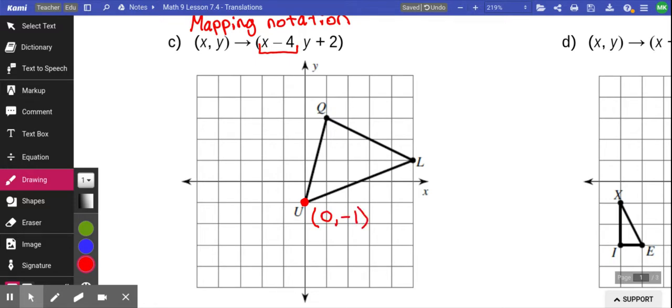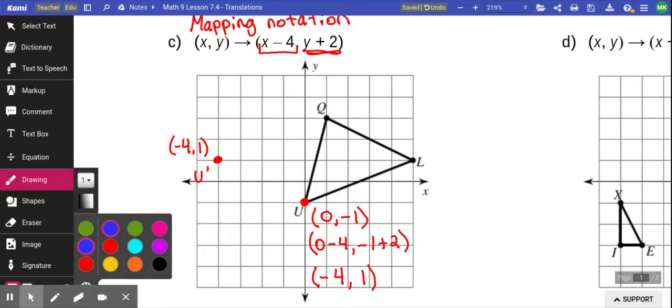-1. What they want you to do is take that point, take the x value, and subtract 4. So it's now 0 minus 4, comma, and then the y value, they want to do +2, which would be -1 plus 2. Essentially, taking this point and moving it to -4, comma, +1. And if you graph that new point, it's at -4, 1, which is U prime.